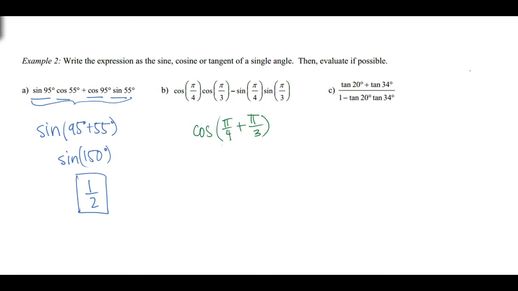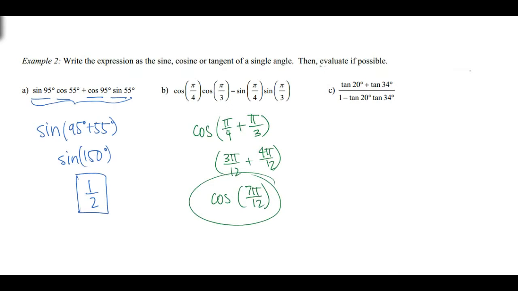Let's get a common denominator real quick. So multiply this one by 3, multiply that one by 4, and I get cosine of 7 pi over 12. I don't know any over 12s. So that's as far as I can go. I can't evaluate it. I could only evaluate it if it was possible. Can't do it on this one.